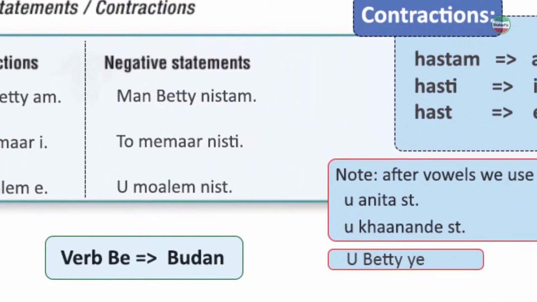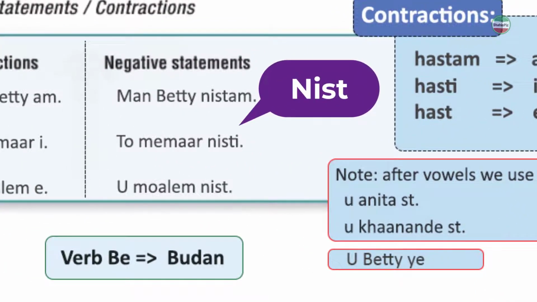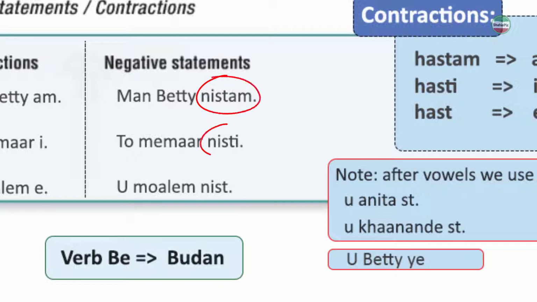And for negative form we use نیست. نیستم, نیستی, نیست. Suffixes are the same. Am, e, and nothing. You should notice there is no contractions for negative form. And we use the whole verb. نیستم, نیستی, نیست.